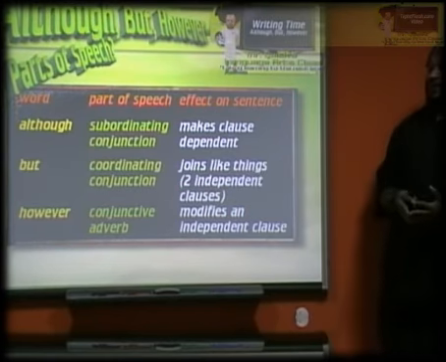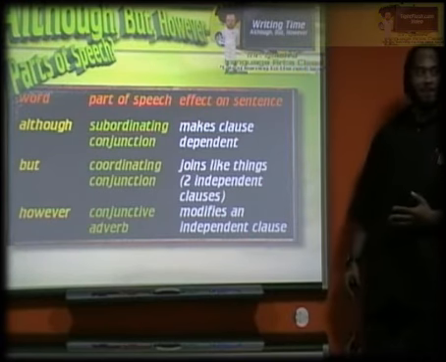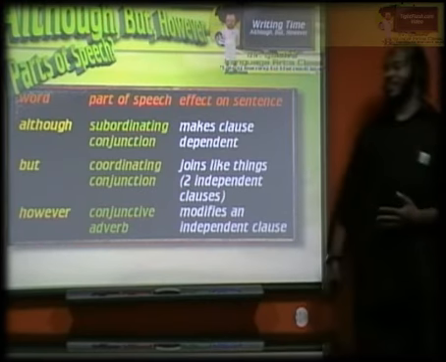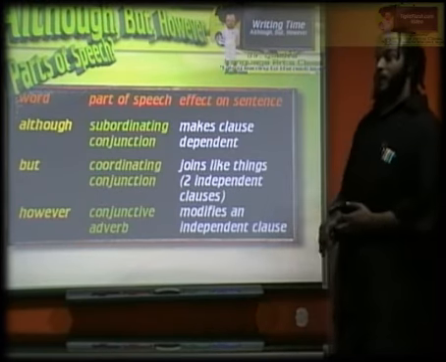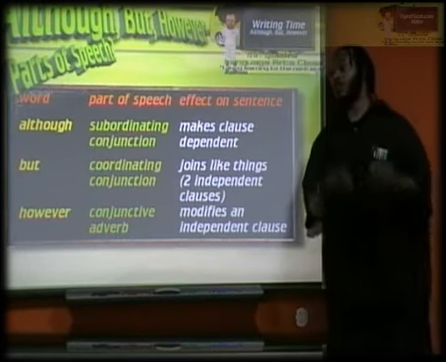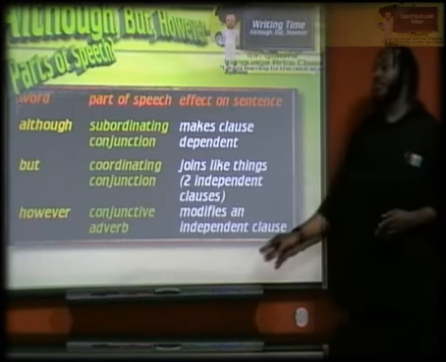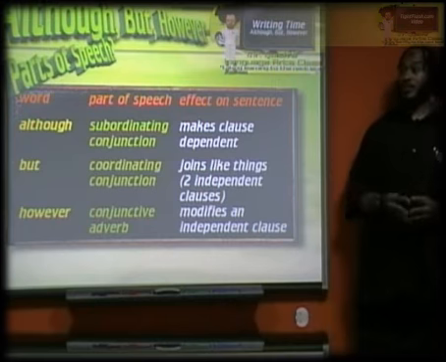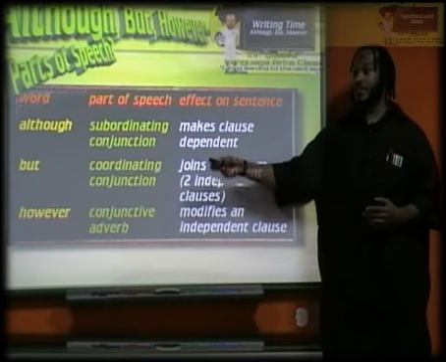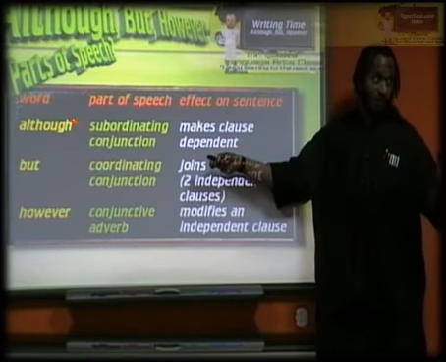However is a conjunctive adverb. It modifies an independent clause. Modifying, as in it can join two independent clauses. It just modifies the independent clause that comes before it, but it does not subordinate that clause. So out of these three, the only one that is subordinating is although. That's another way to look at it.